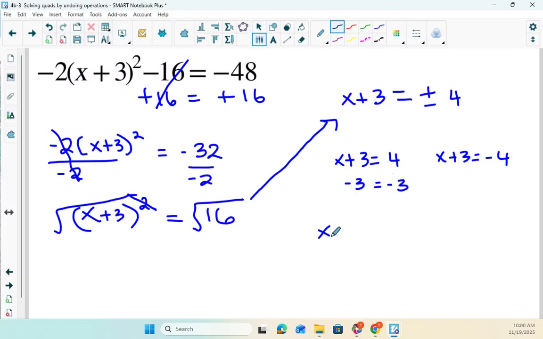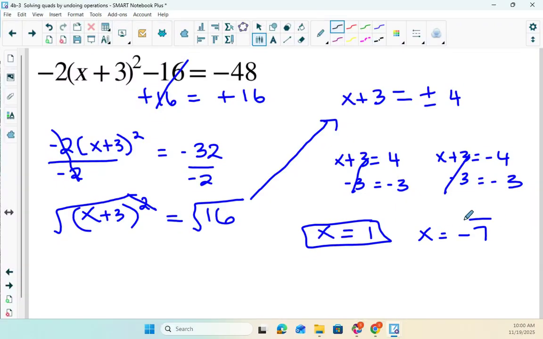We're going to have x is equal to 1 as one of our solutions. Do the same thing here, minus 3 on both sides of the equation, and we're going to have x is equal to negative 7 as the other solution.